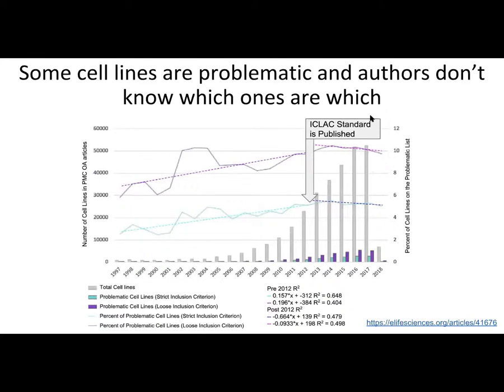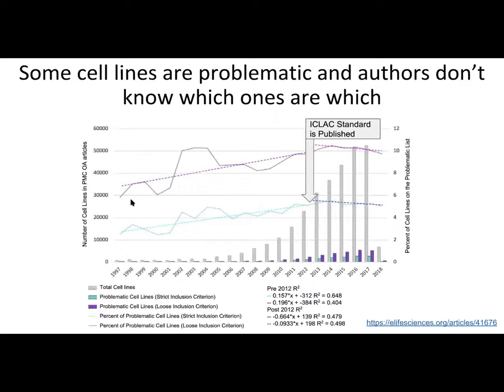There's kind of a core paper that was published here in 2012. And so we tried to break the graph here, and we did our statistics on the two sections, because we were interested to find out whether the publication of the ICLAC standard actually changed author behavior over time, over the entirety of the literature. And in fact, we do have a little bit of evidence. This slope is certainly different than this slope.